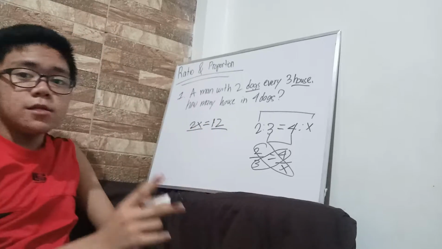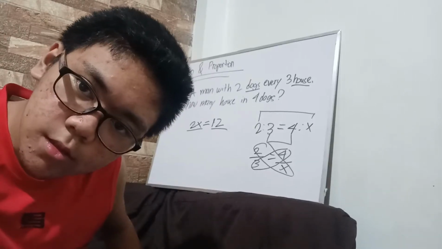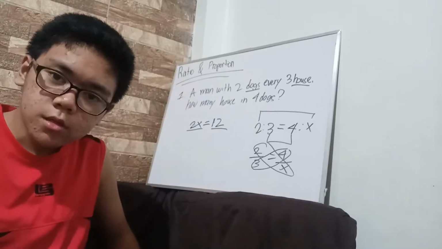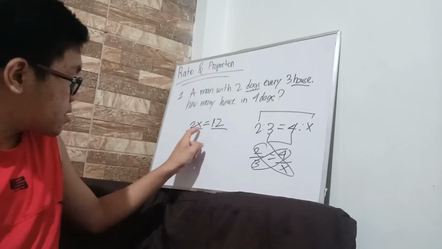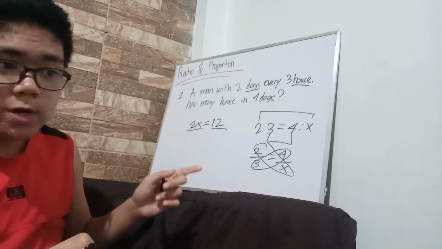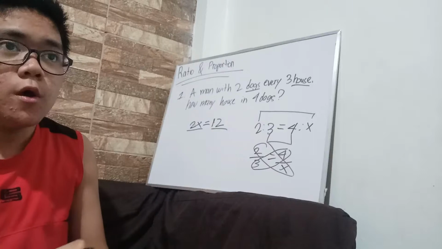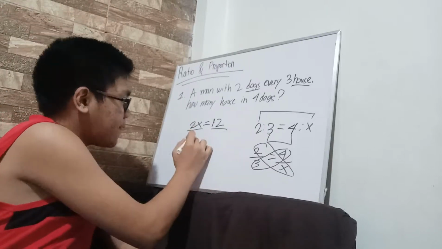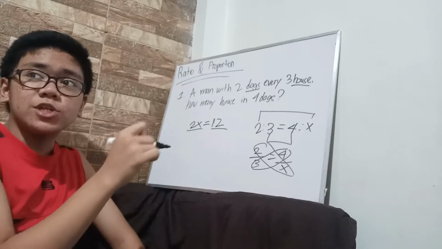Yung x ay kailangan, okay, wait. So, kailangan ho, x lang ho siya, wala pong 2x, 3x, 5x. X lang ho siya. So, i-divide, para maging x lang siya.